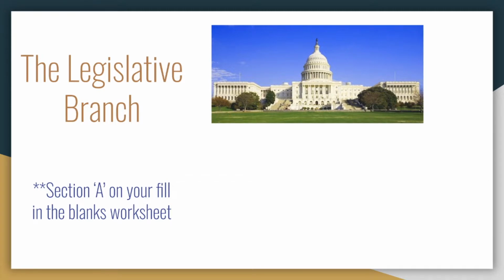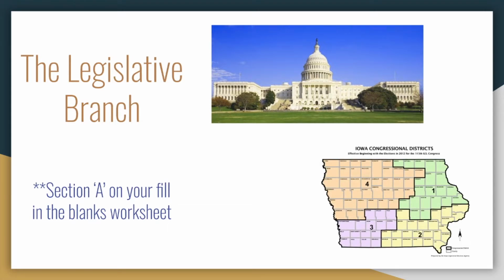The leader of the Senate is the vice president. Their job is to break ties. And finally, we learned that representatives are divided based on population. And based on the state's population, Iowa has 4 representatives.